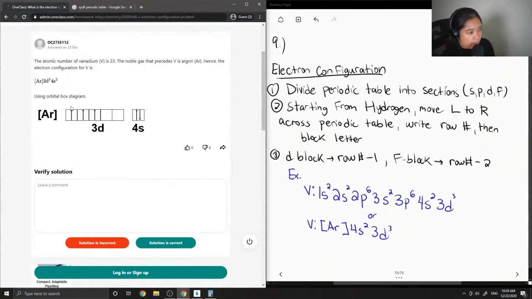And then they show the orbital box diagram. You can see here how the 4s has a filled orbital, and for 3d3 you have 3 unpaired electrons. Yep, so this solution is correct.